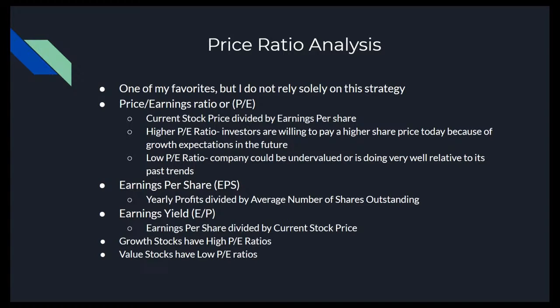So obviously, Zoom, high PE ratio; Coca-Cola, low PE ratio. Earnings per share is yearly profits divided by the average number of shares outstanding. Earnings yield is earnings per share divided by the current stock price. And again, growth stocks have high PE ratios, value stocks have low PE ratios.